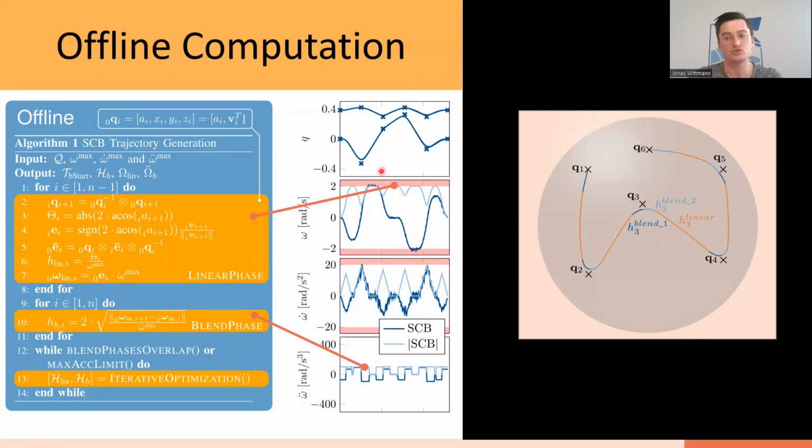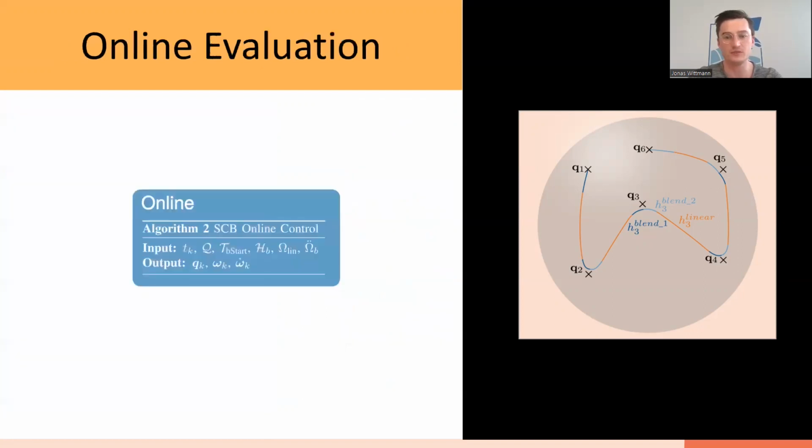This diagram shows from top to bottom the trajectory profiles of the quaternion, the angular velocity, the angular acceleration, and the angular jerk. One can see the linear phases in which we exploit the maximum angular velocity of 2 radians per second, and the phases in which we move with constant jerk, that is linear acceleration at its limits of 220 radians per second squared.